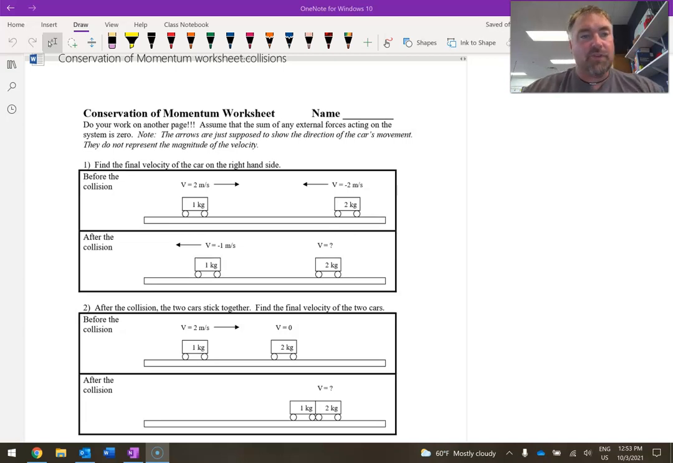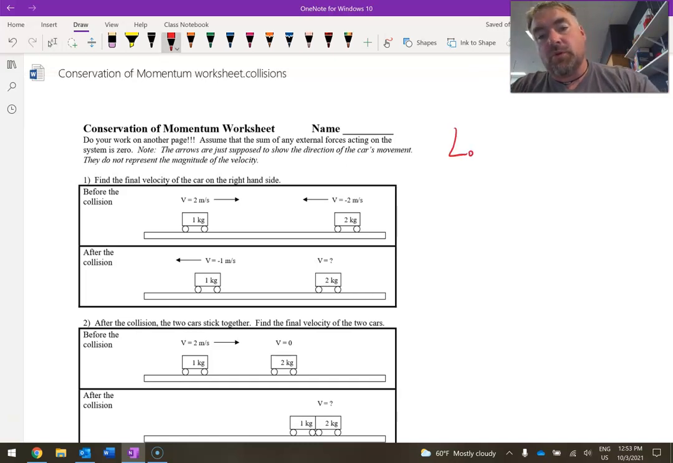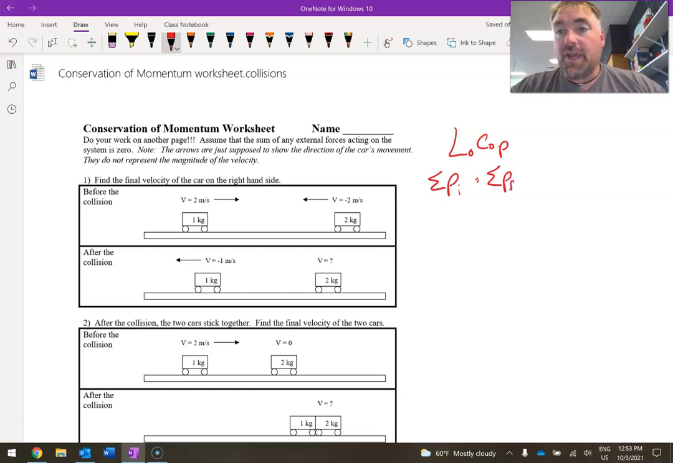Okay, in this video we're going to take a look at the conservation of momentum worksheet in collisions. Now remember, the law of conservation of momentum, so LOCP, states that the total initial momentum, so sigma Pi, has to equal the final momentum, so sigma Pf. The way that I try to do this is I build this. This is always my initial equation. I always start with total momentum initial, total momentum final, and then I build the equation that I'm going to use from this.